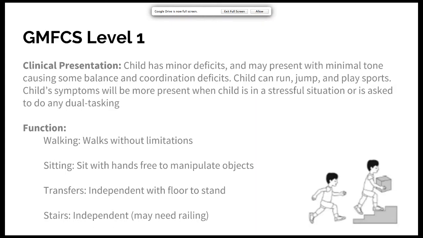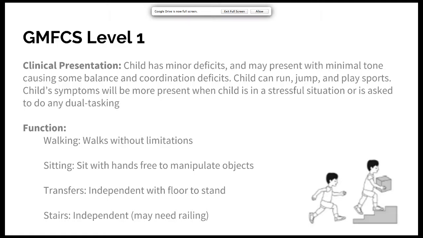GMFC level 1 is the highest functional level of cerebral palsy. A child in this category has minor deficits and may demonstrate increased tone in their unilateral arm and leg, or possibly in just one arm or leg. It all depends on where the brain damage has occurred, like we discussed earlier in the general classifications. Children with GMFC level 1 often have the same balance and coordination deficits, but are overall very functional. They can run, jump, and play sports, and should be encouraged to participate in all those activities.